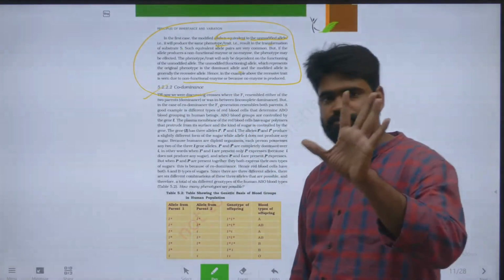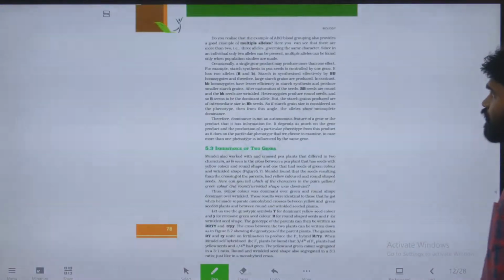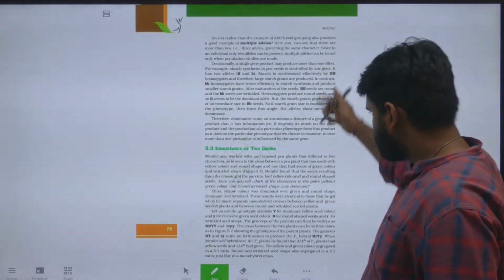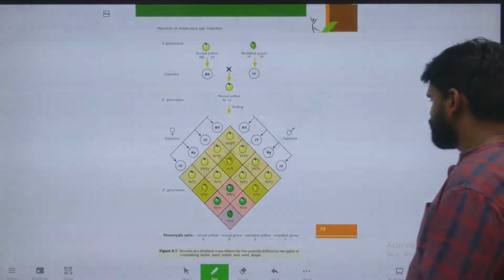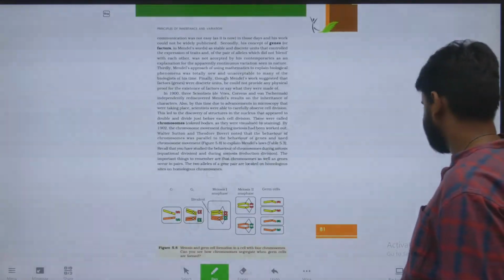Then codominance, I think you people know very well what codominance is. Yes, both alleles getting expressed equally. Multiple alleles, you people know. Inheritance of two genes, you people know. They have taken two genes at one place. Nothing to be worried about here.